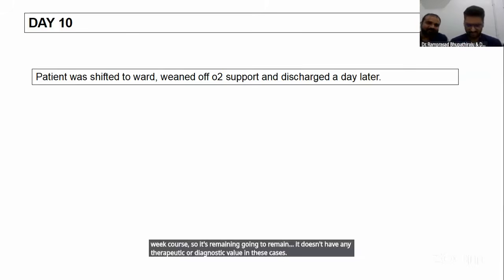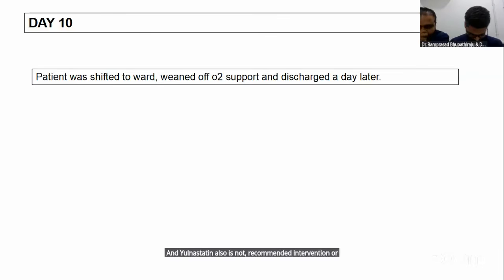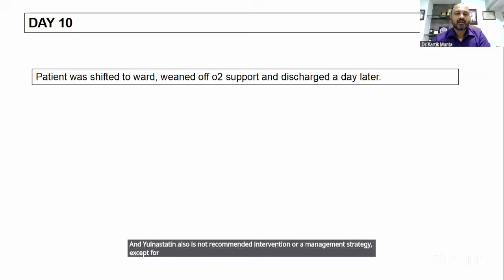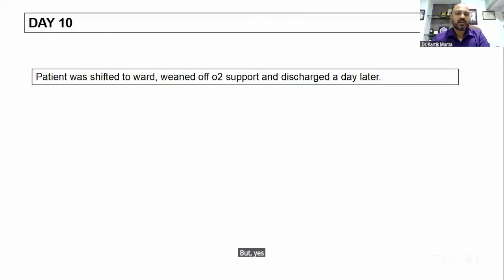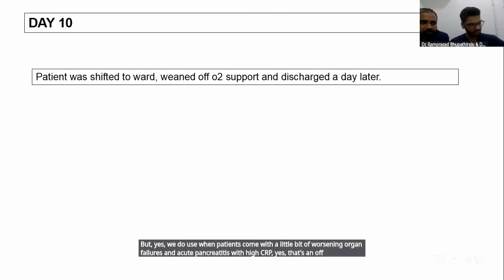And ulinastatin also is not a recommended intervention or management strategy except for ERCP pancreatitis. If you see the literature, there is evidence for ERCP-induced pancreatitis, not for every pancreatitis. But yes, we do use it when patients come with a little bit of worsening organ failure and acute pancreatitis with high CRP. That's an off-label indication.